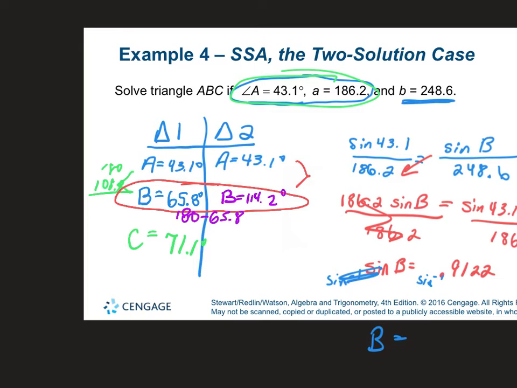Now, add these two together. 114.2 plus 43.1. I get 157.3. How many degrees are in one whole triangle? Anybody? How many degrees are in a triangle? So there's 180 degrees in a triangle. So if I take 180 minus 157.3, I find that there's another triangle present. This angle would be 22.7 degrees.